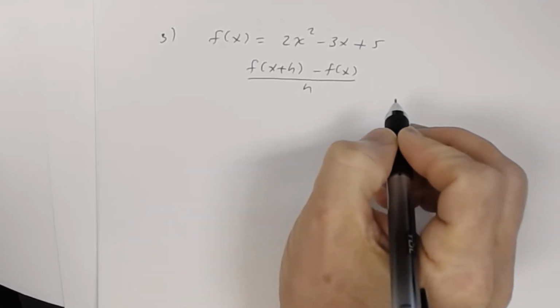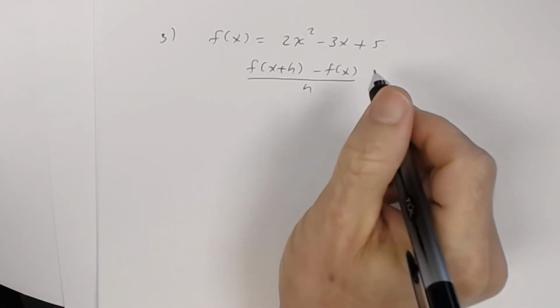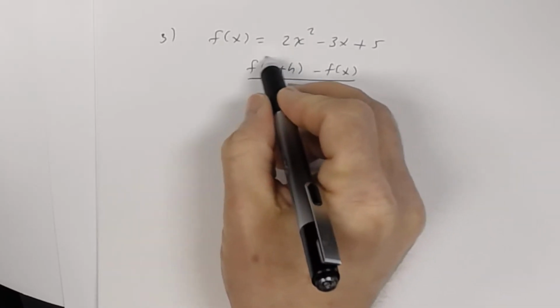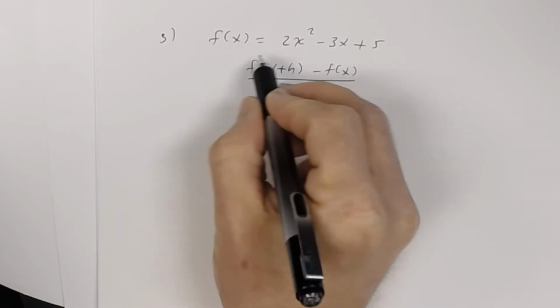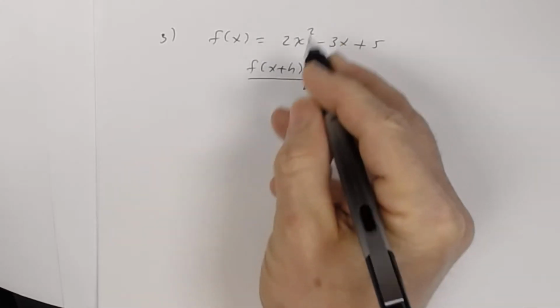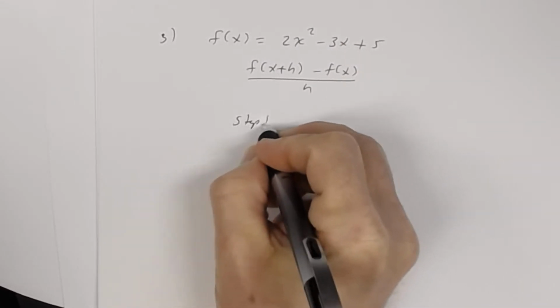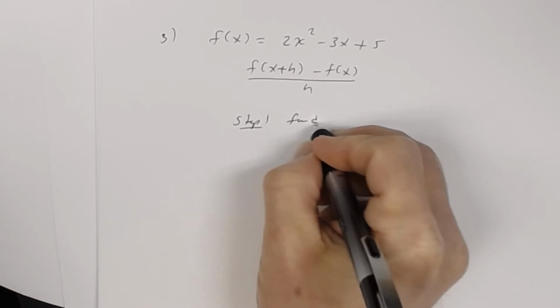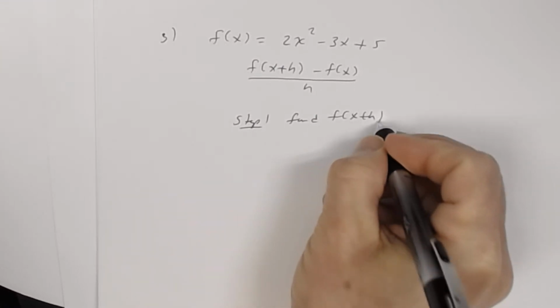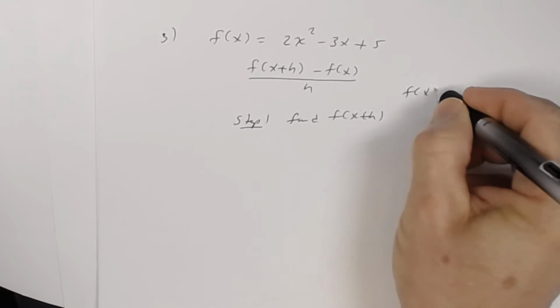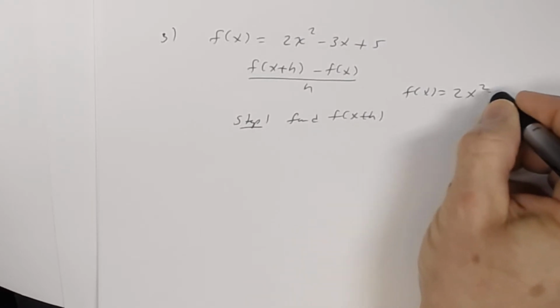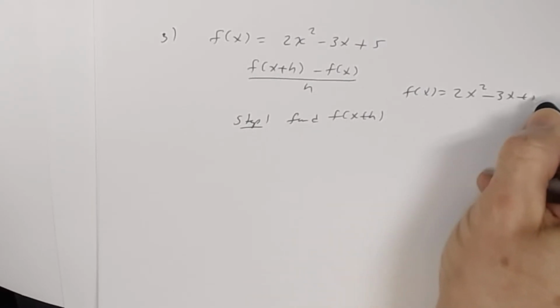Now this is going to be a little bit more involved. Just like in the previous problems, you're going to find step 1. Step 1, find f of x plus h. Now, let me go ahead and rewrite the function over. So here's the function, 2x squared minus 3x plus 5.